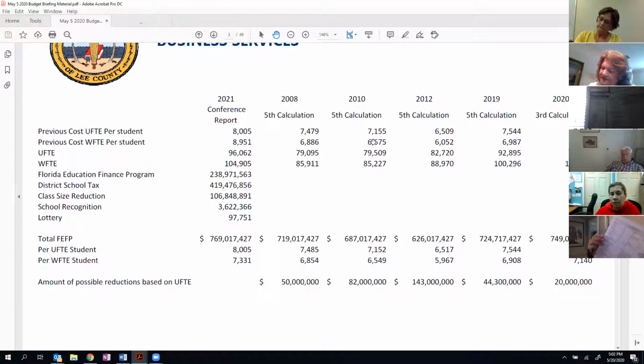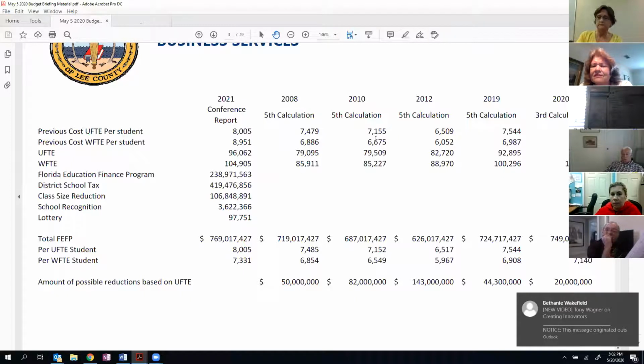So we ran some other scenarios and we said, okay, so what if we went back to 2010? And as you can see, 2010 was even lower. It was at $7,155. This was during the recession. So we went back and we said, okay, let's look at during that time of the recession. Let's see what happened. At the recession, it was $7,155 a student. If we were to go to that level, it would be an $82 million loss.